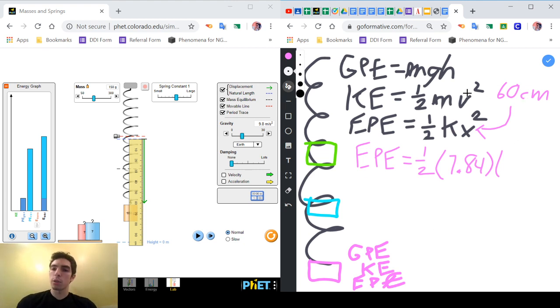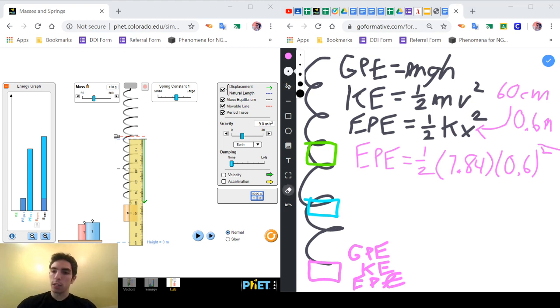We should always work with meters when we are plugging into any of these energy equations. We should really always be calculating with our base units of meters, seconds, kilograms, and then all the offshoots of that, like newtons and joules and things. So our 60 centimeters is the same thing as 0.6 meters. So all I did really was I moved the decimal twice to the left to get this into meters. And so that's what I'm going to end up plugging in to our equation.